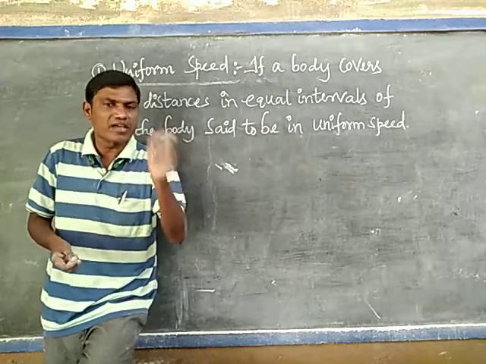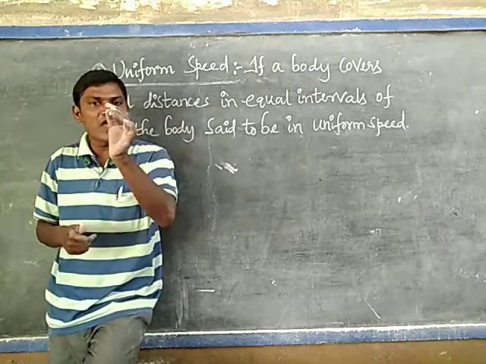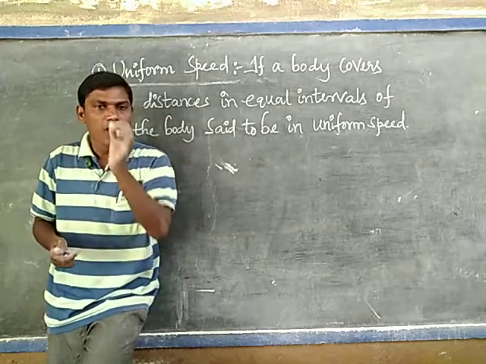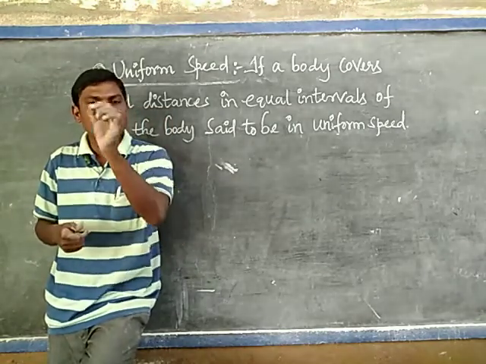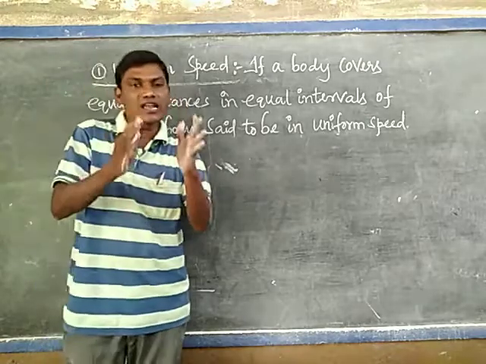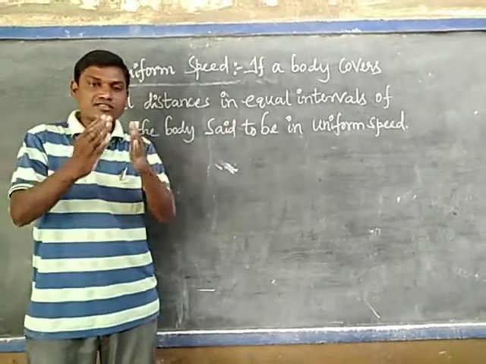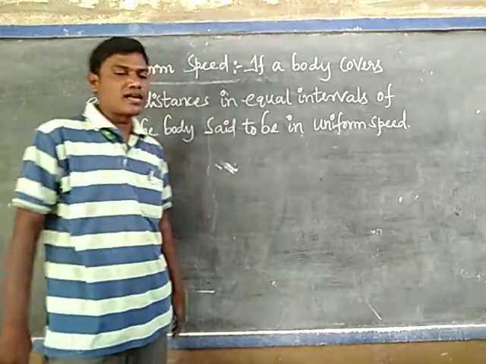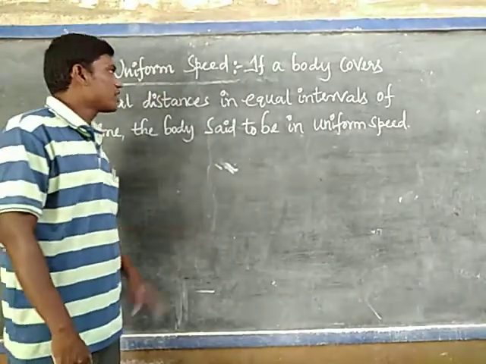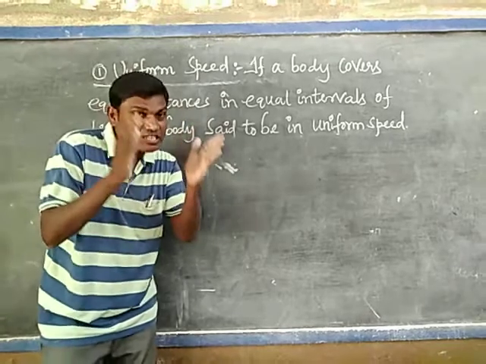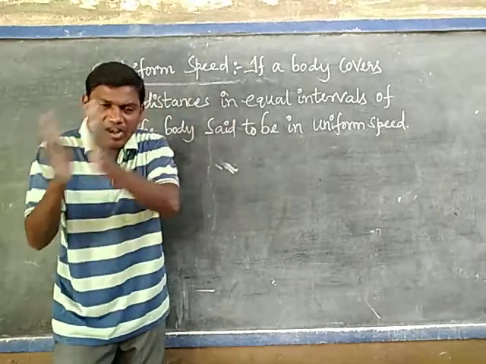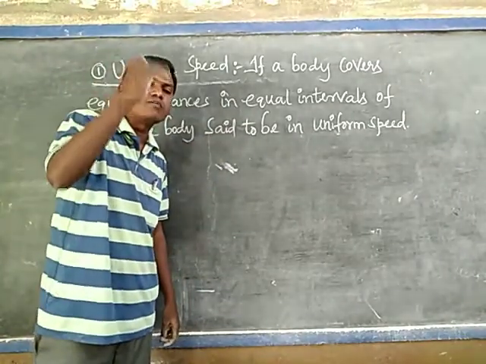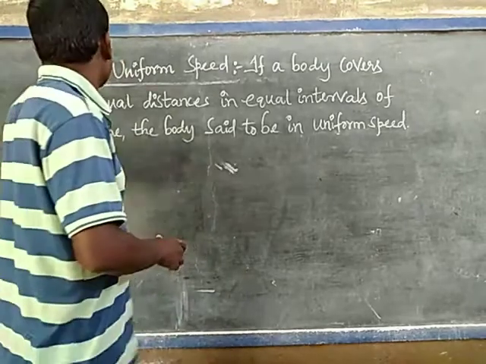1 kilometer per hour is equal to how many meters per second? 5 by 18 meters per second. In the same way, 1 meter per second is equal to 18 by 5 kilometers per hour. That I clearly explained in the past video, and we also discussed a numerical example about that formula. Now come to the point: uniform speed means a body covers equal distances in equal intervals of time. Then we say the body is in uniform speed or uniform motion.